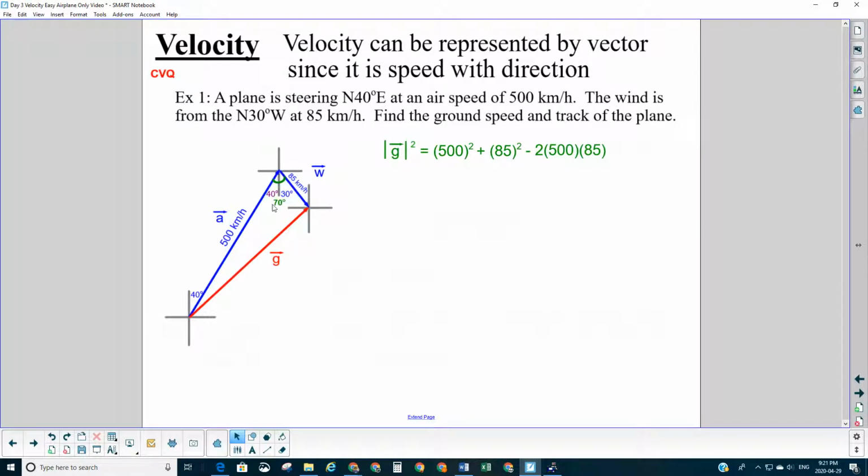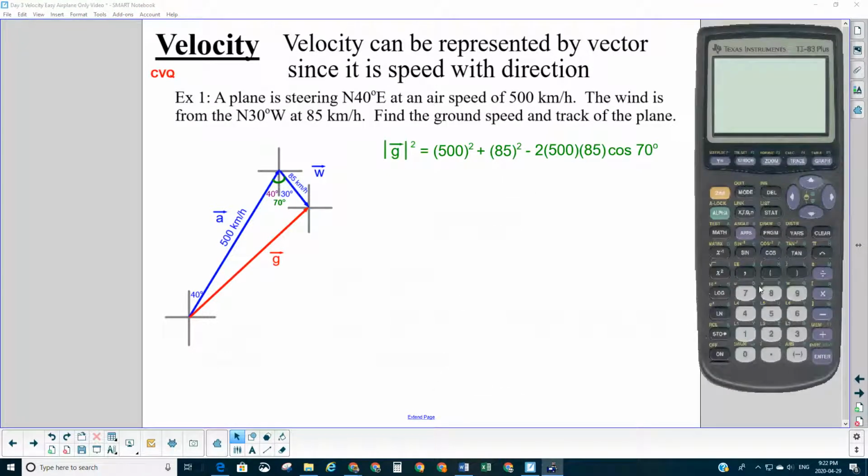And then cos, the angle in between those, or opposite the g, in this case is 70 degrees. And so now it's a matter of plugging this into your calculator, and I'll let you do that. I'll go and do it in my calculator. I have the luxury of being able to type all of this in: 400 squared plus 85 squared minus 2 times 500 times 85 cos 70.